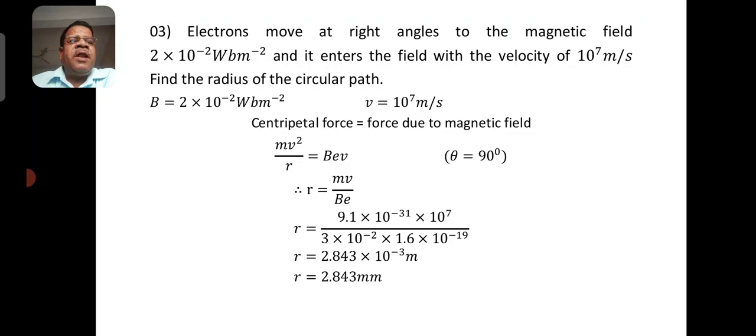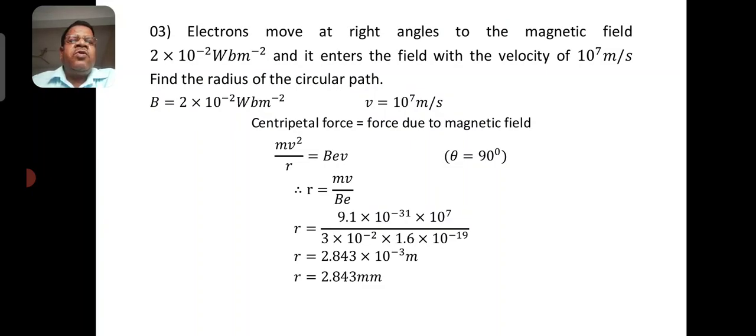M, mass of the electron 9.1 into 10 to the power minus 31. V, velocity of the electron 10 to the power 7. The strength of the magnetic field 2 into 10 to the power minus 2, and charge on the electron 1.6 into 10 to the power minus 19. We get 2.843 into 10 to the power minus 3 meter, that is 2.843 millimeter.